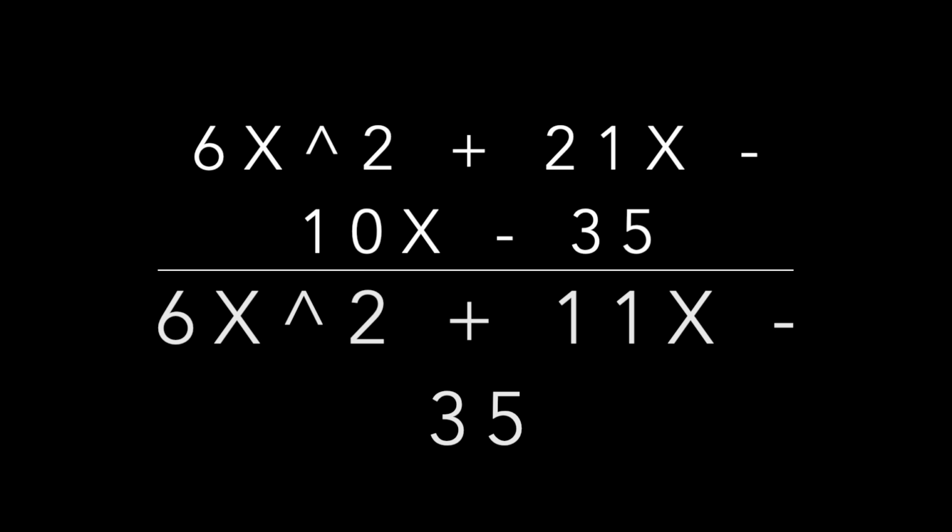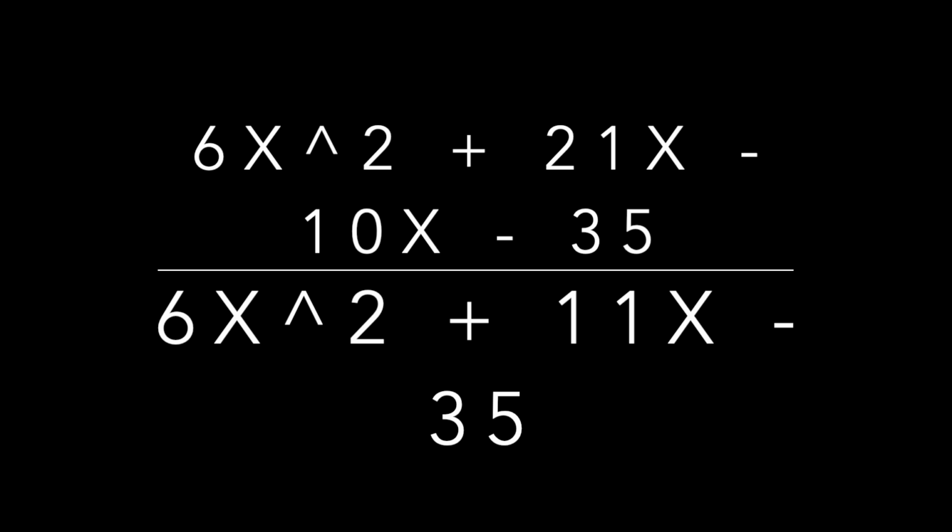Next, I combine my like terms. 6x squared is its own term. Minus 35 is its own term. 21x and 10x are like terms, so I'm going to combine them. But 10 is negative, so it's 21x minus 10x, which is 11x. Our end result of the multiplication we started is 6x to the second power, 6x squared, plus 11x minus 35.